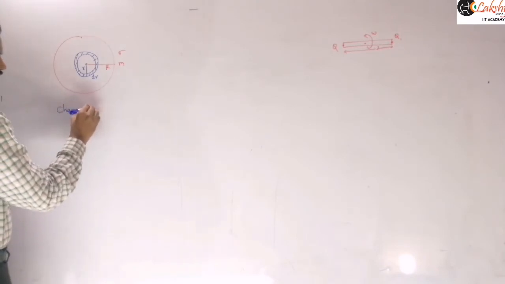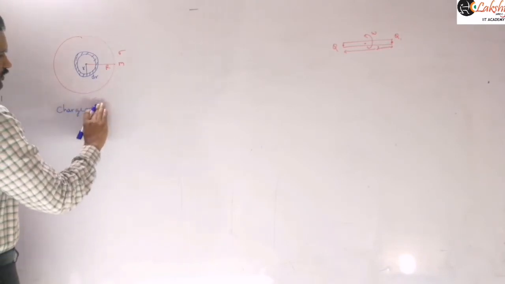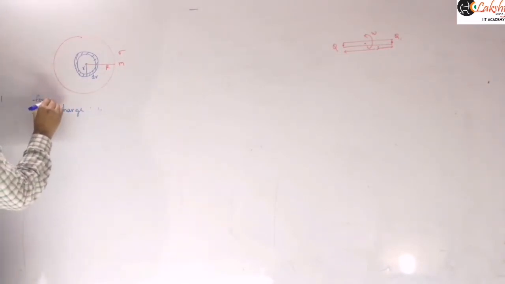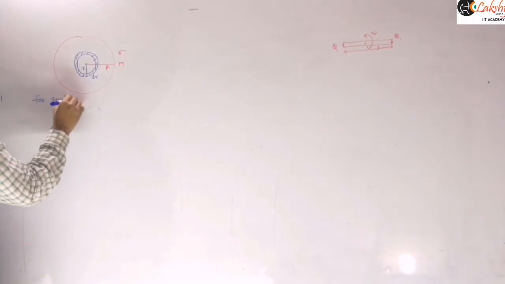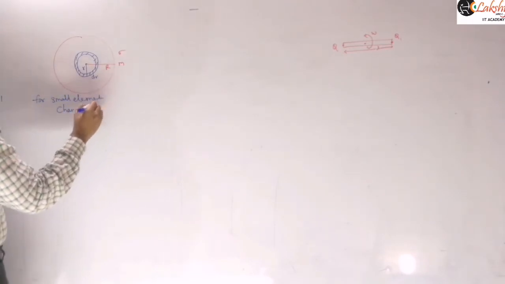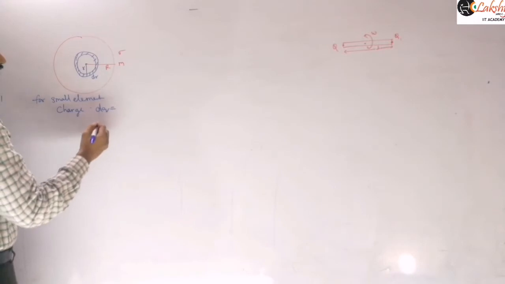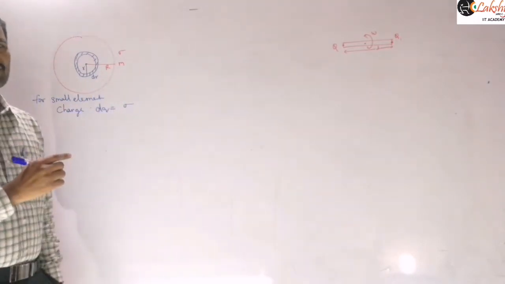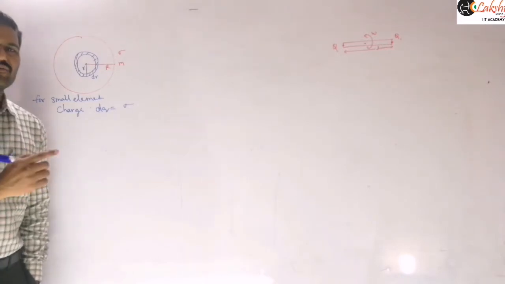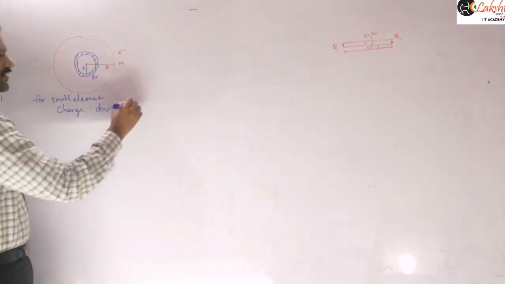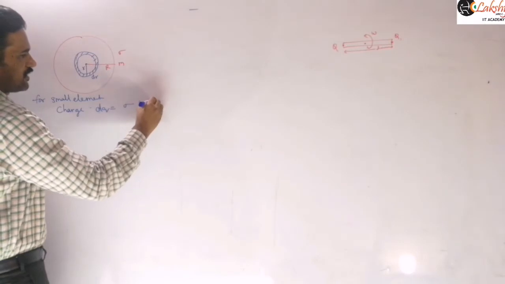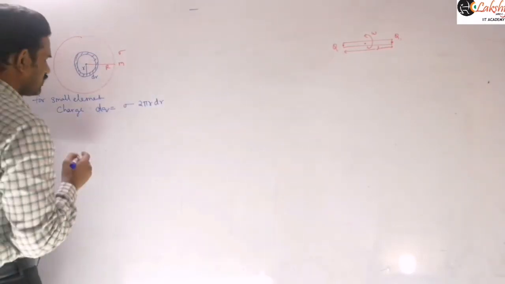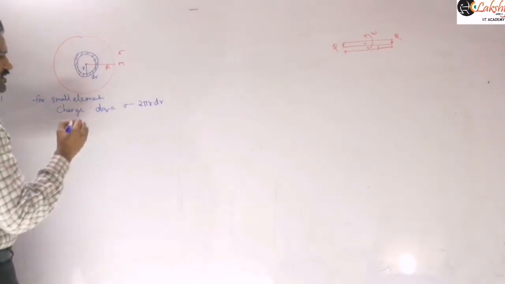So charge on, so that means charge, let us write here. This is all calculation we are writing for a small element. For a small element, this charge dq is equal to sigma into area of that element. Sigma is the surface charge density. The area of that element is nothing but 2 pi r dr, right? Circumference into the width of that element. And therefore that is the charge value.